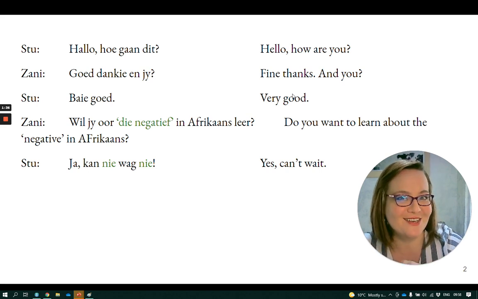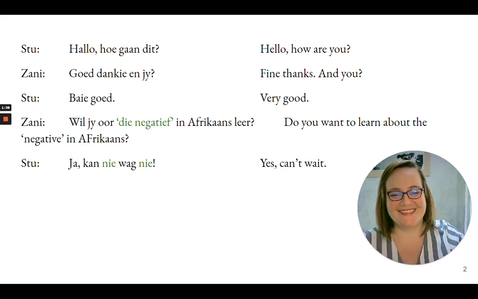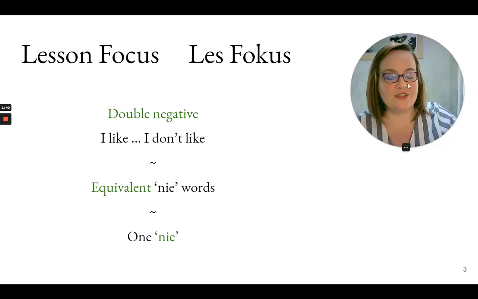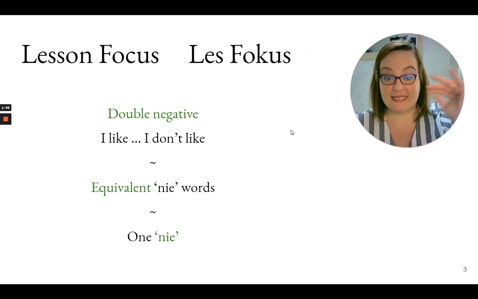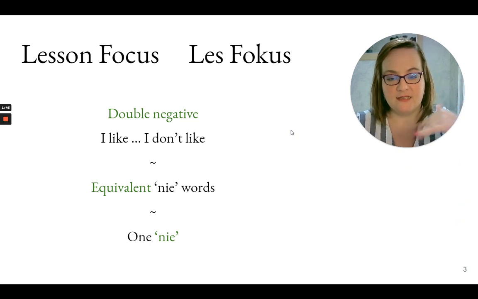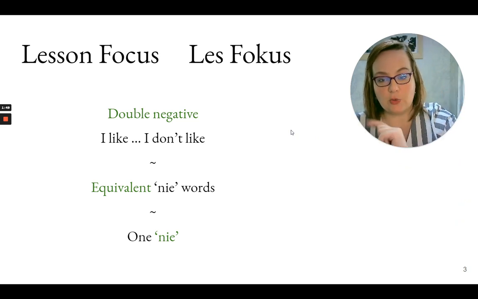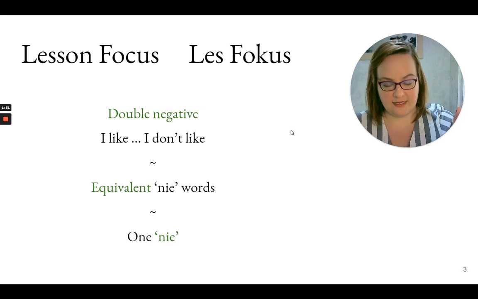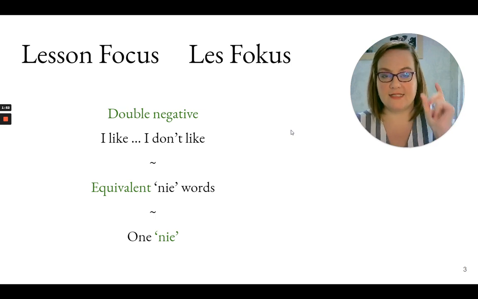You've already started. Look at you. Just to give you an overview again, we're doing the double negative and examples of I like and I don't like in this lesson. Next lesson, the equivalent of ni and the ni, and then the last lesson where you use the single ni.